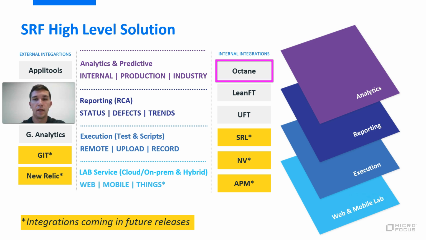But StormRunner Functional can be used to kick off tests within Octane. We can kick off our StormRunner Functional tests, as well as integrating those with the pipeline, the builds that we have. And then integrations with LeanFT as well. I'll have a demo out later on to be able to show that support.